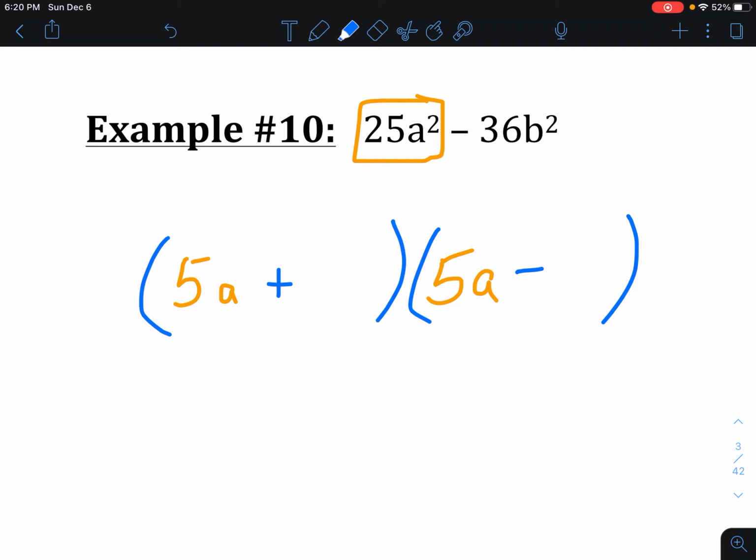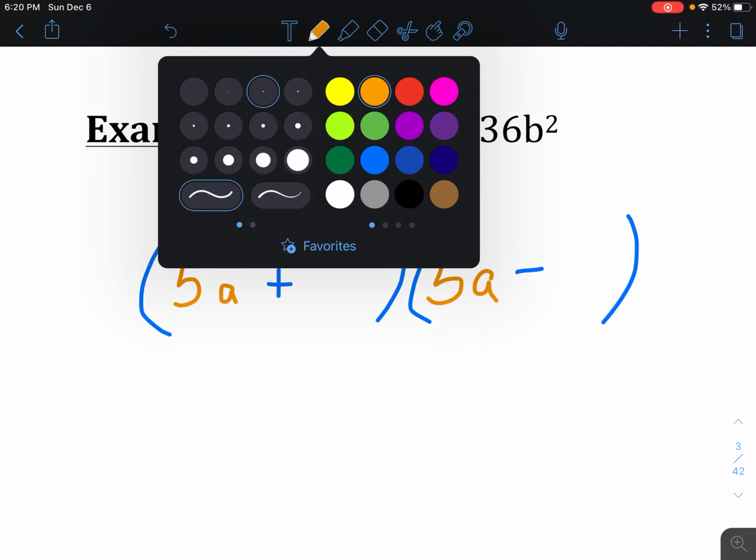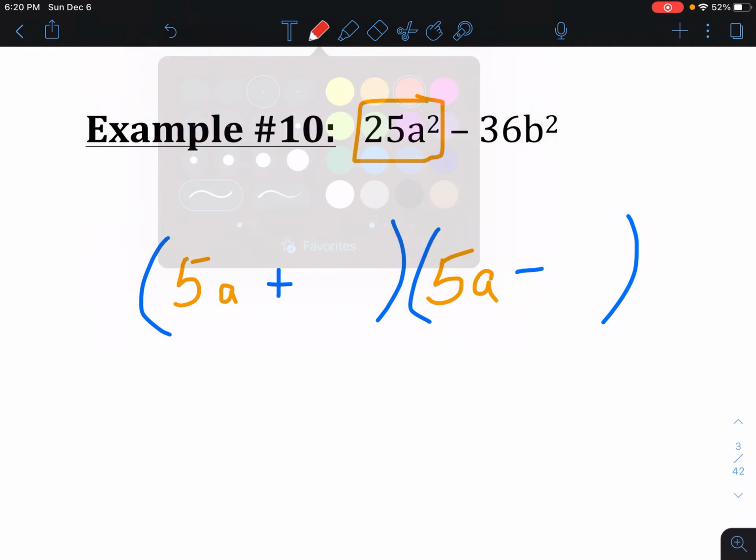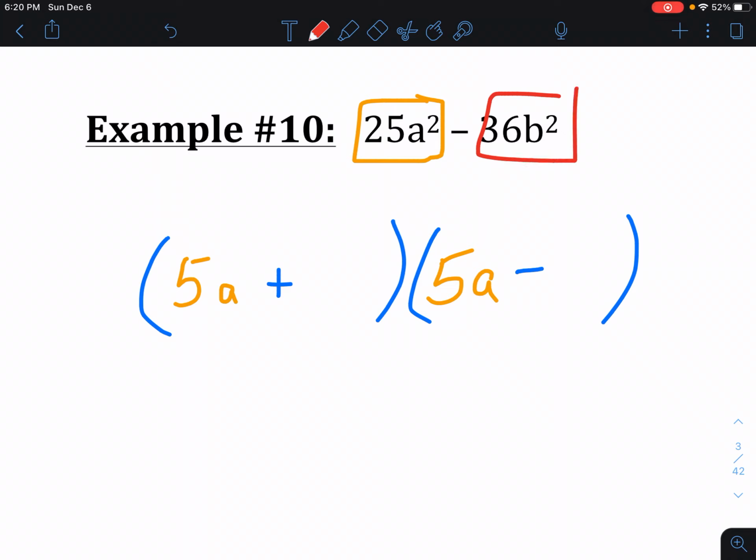And then, again, the minus sign's there to say it is a difference of squares. But then we have this new 36b squared. Again, treat that like everything else we've done. The square root of 36 we know is 6, and then just put b's with it. The b squared changes into b's. Pretty easy stuff.